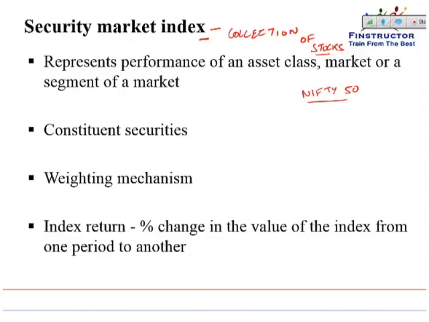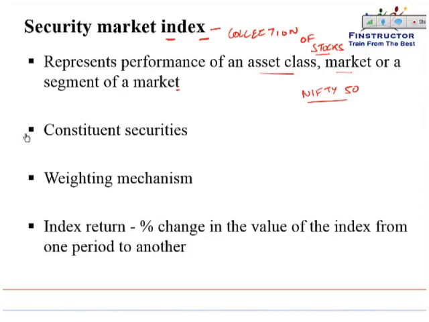Now, the basic purpose of any index is to give the representative performance of an asset class. If it's an asset class based index, for example, a broad equity index or a broad fixed income index, then the index represents the broad performance of the equities or of that particular asset class. It can be used to represent the performance of the market or a segment of the market if it's a specific index or a sectoral index consisting of securities of a particular sector.